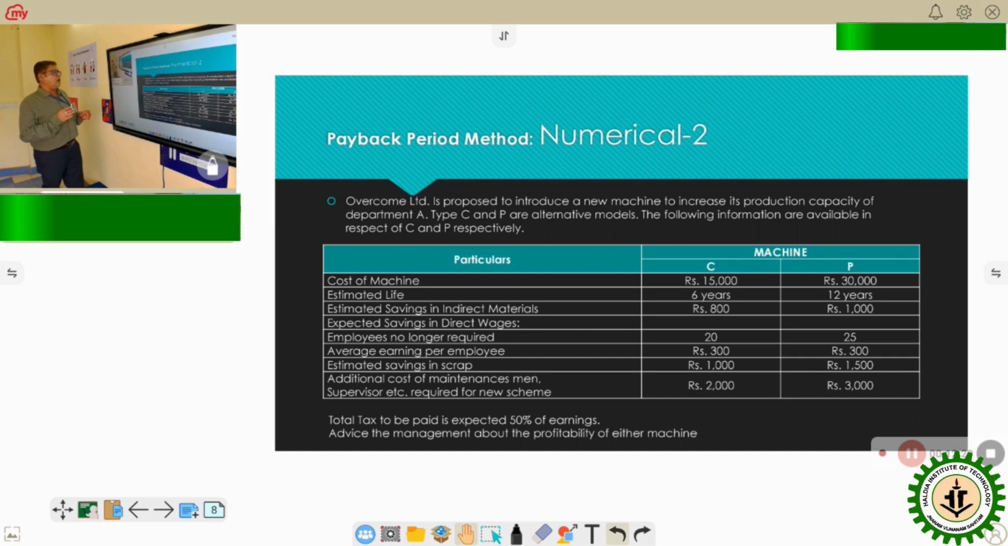Next, this is another problem which we will work out through the payback period method. In this case, some data are provided. From the given data, we need to calculate the earnings per year. What is the average earnings per year? So let us go to the next slide.